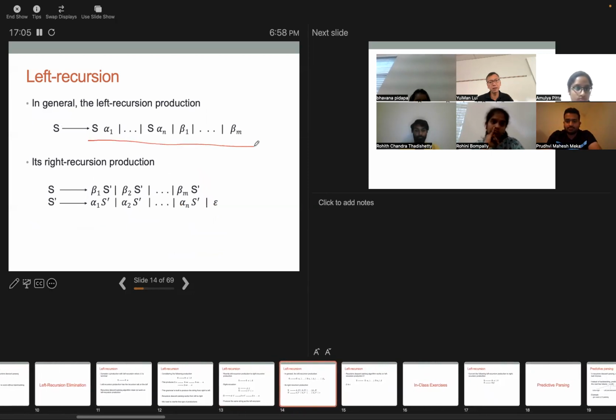So there's a general form. You could have S goes to S alpha 1, S alpha 2, S alpha 3, up to S alpha n, beta 1, beta 2, to beta m. And that's how you convert the left recursion to right recursion. So you're going to write S goes to beta 1 S prime, beta 2 S prime, to beta m S prime. Your S prime is going to be alpha 1 S prime, alpha 2 S prime, or alpha n S prime, or epsilon. So this is a general form.